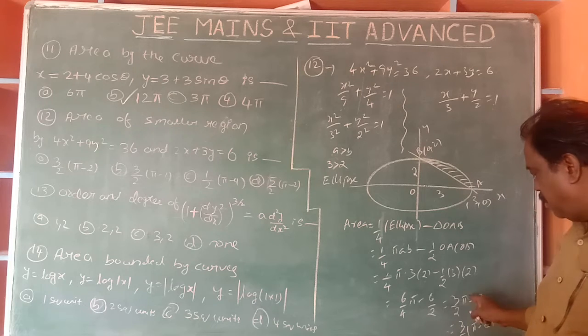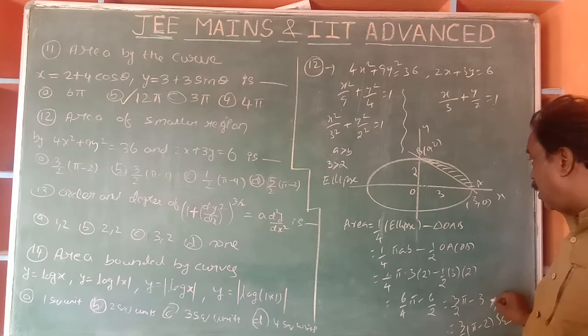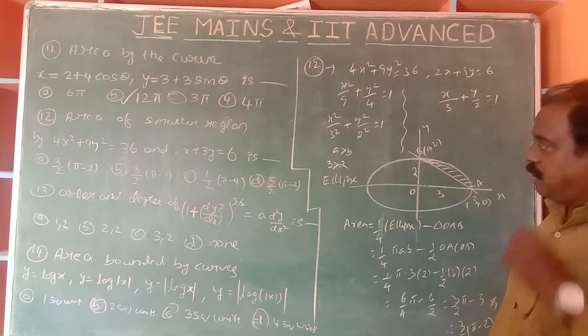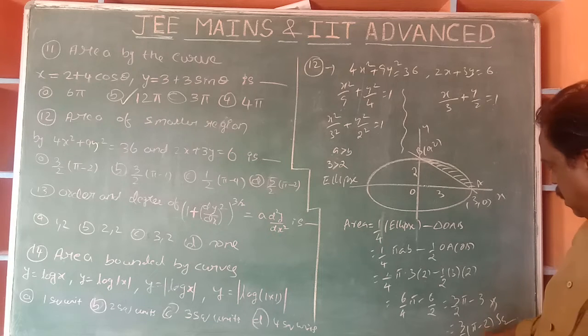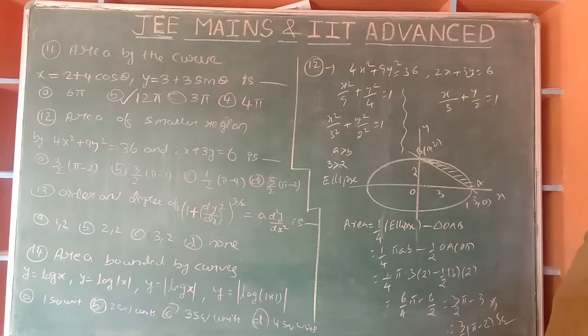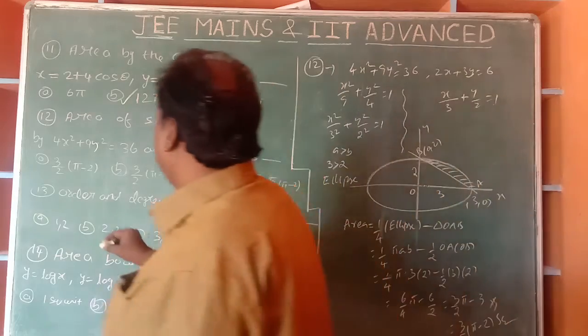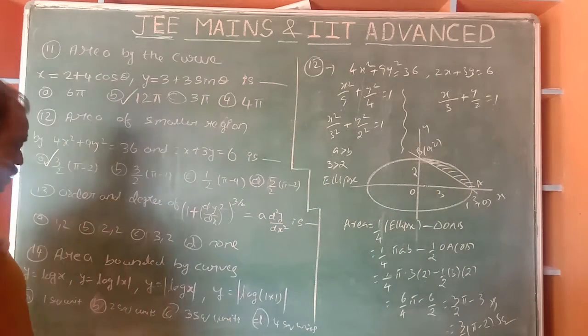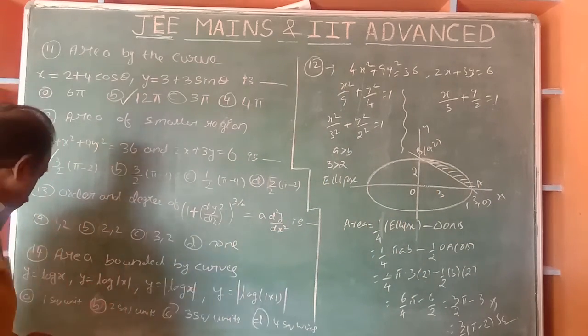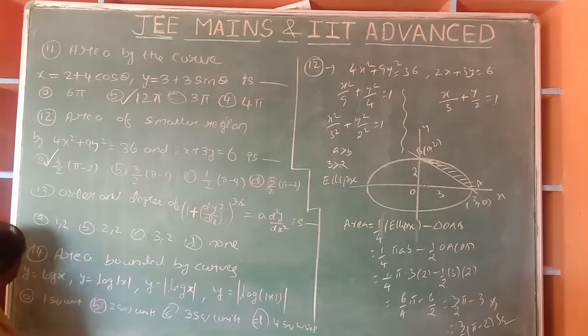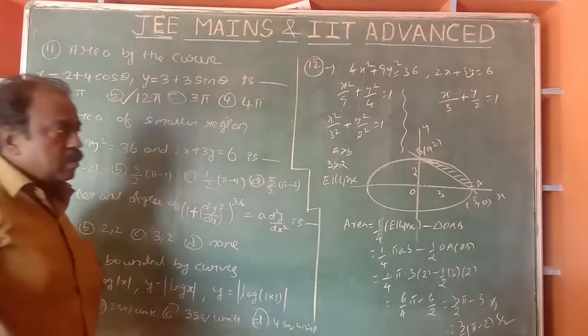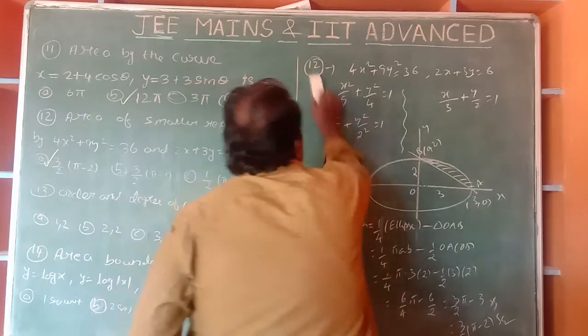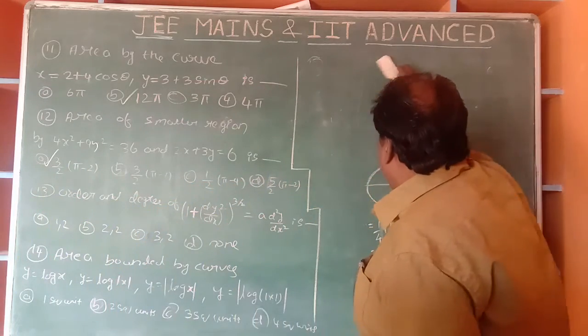Okay, now simplification, easily you can understand. So the option is 3 by 2 (pi minus 2), very first one. Okay, now like this we have to solve the problem. Okay, now is it clear? Next.